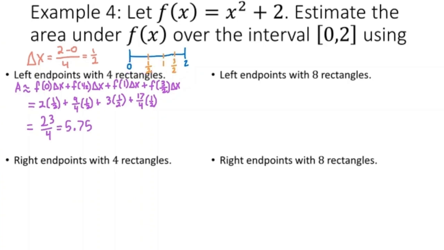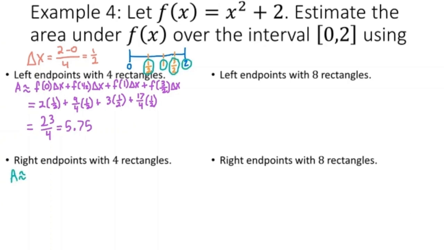Our partition is still going to be the same as before. The only difference is, in each of the subintervals, we're going to use the right endpoint instead of the left. In the first interval, we would use 1/2. For the second interval, we'll use 1. In the third interval, we'll use 3/2. And in the fourth interval, we'll use 2.